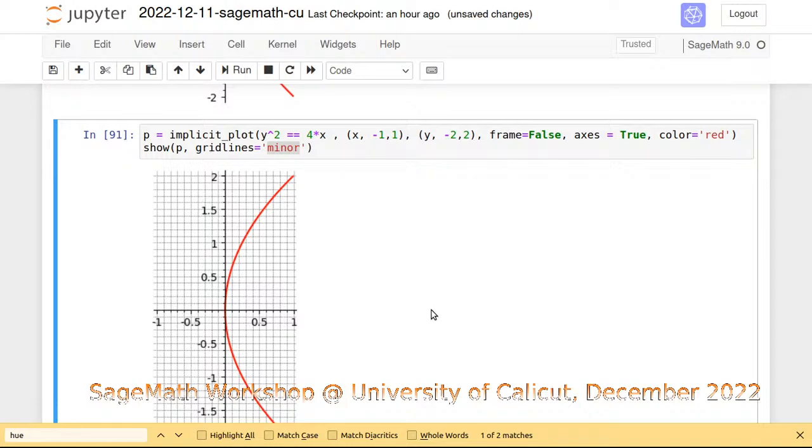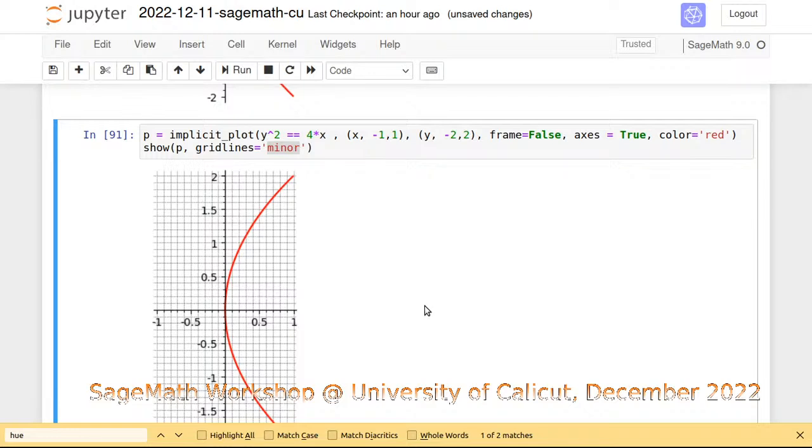What is the difference between plot and implicit plot? Plot can be used when you have the function y equal to f of x readily available. In the case of x square plus y square equal to 1, you don't have the function y readily available with you, right? You need to recover the function, but not in all cases you can recover easily.